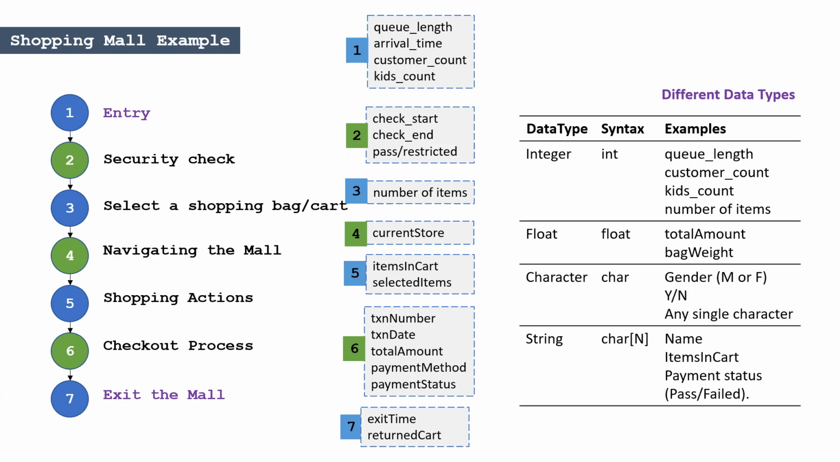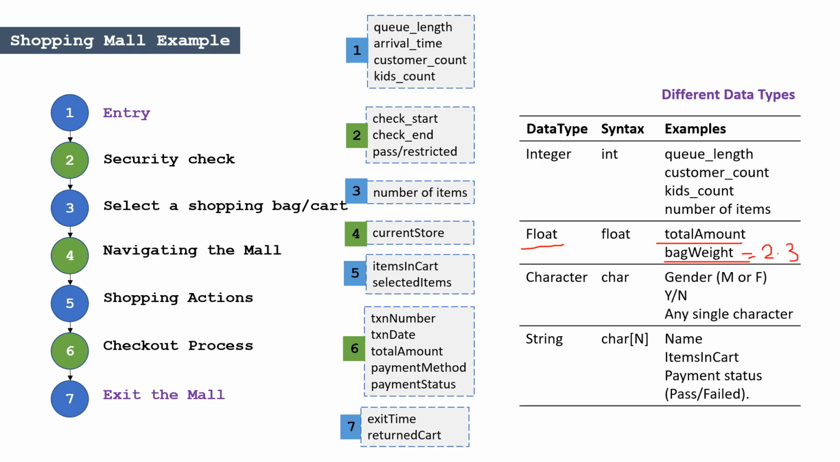The second data type is float. In the float, all items where there is a decimal point, you can include those items. So total amount you can include in float. If you are buying some sugar or rice, again that can be float. Bag weight can be 2.3 kg or 2.5 kg and so on.